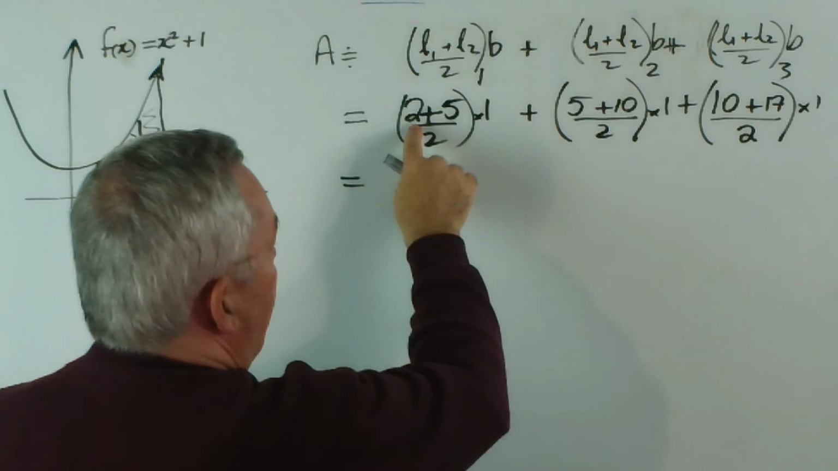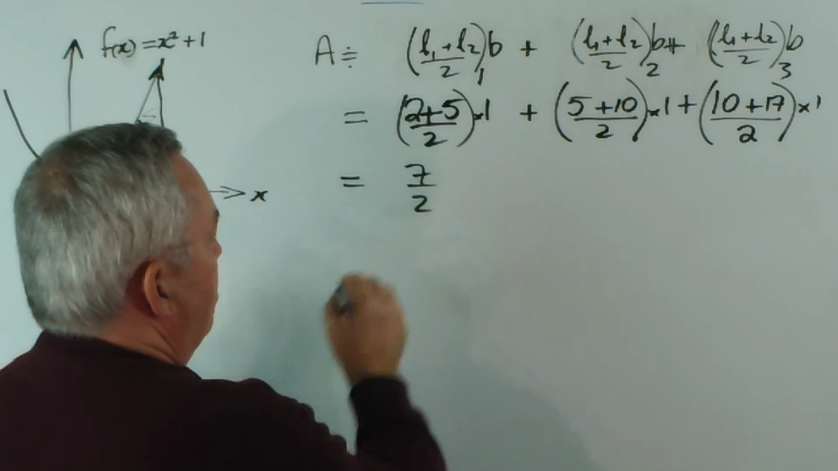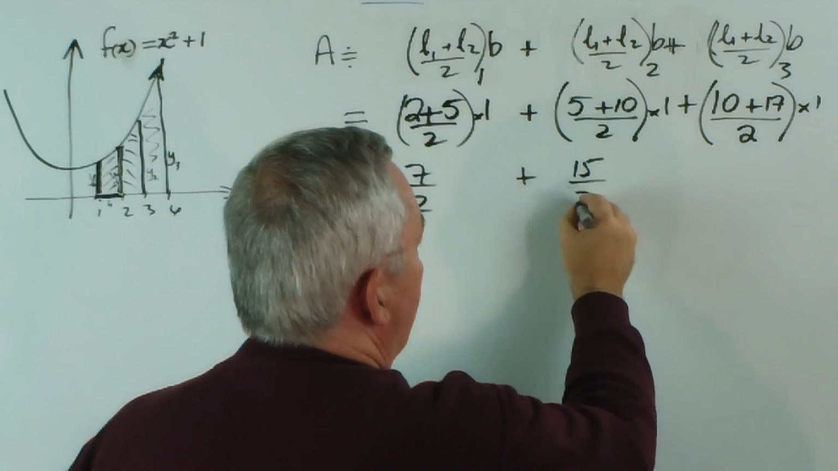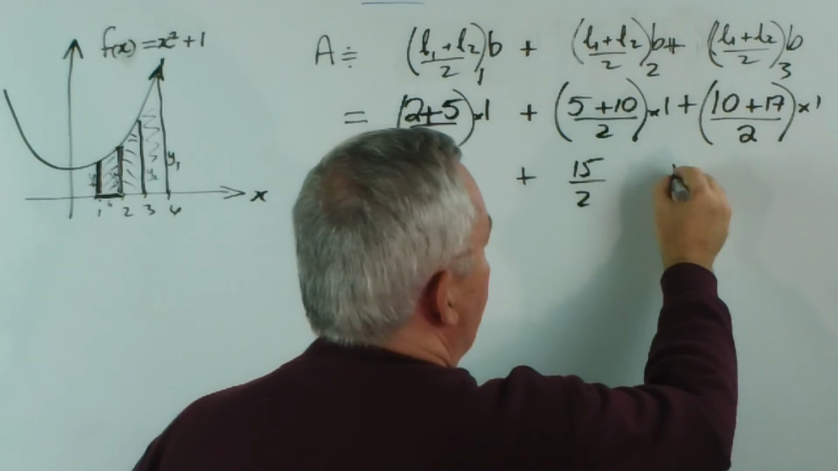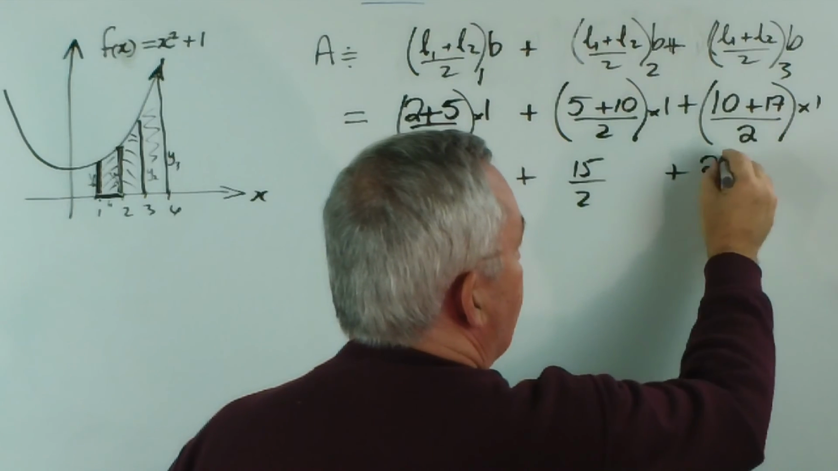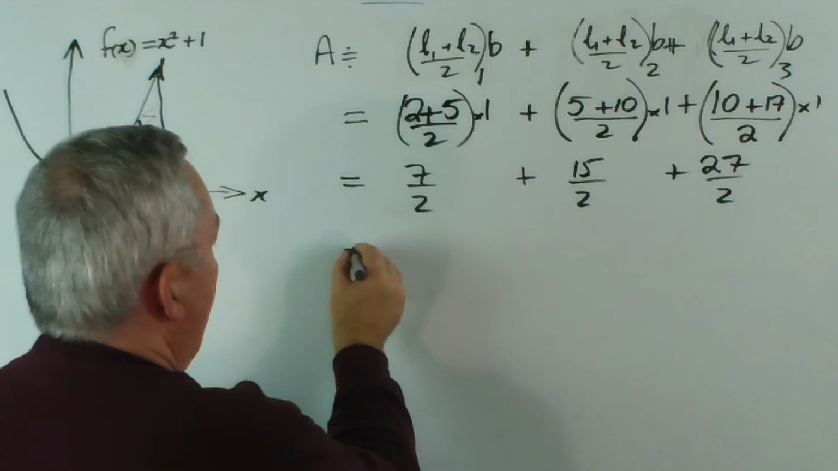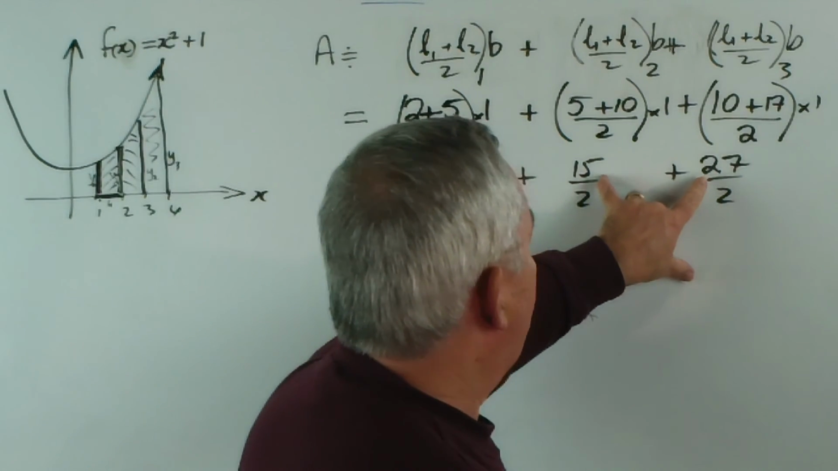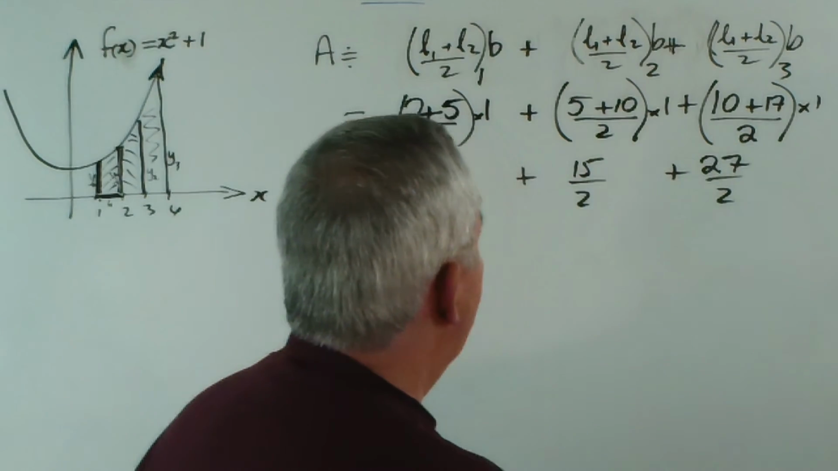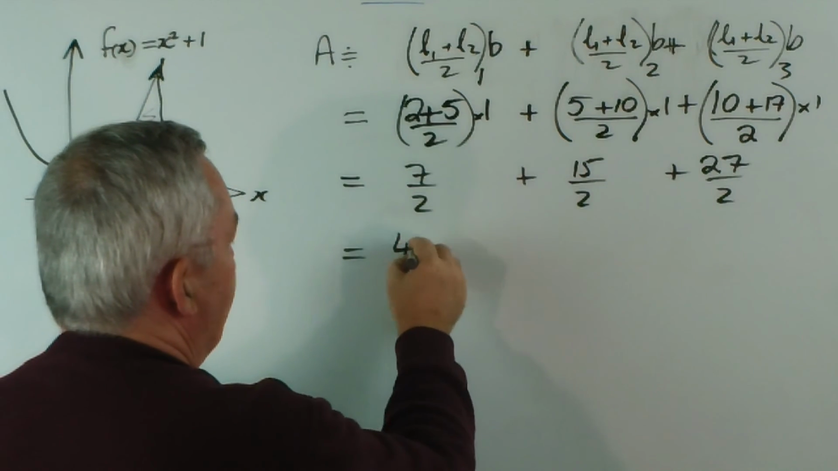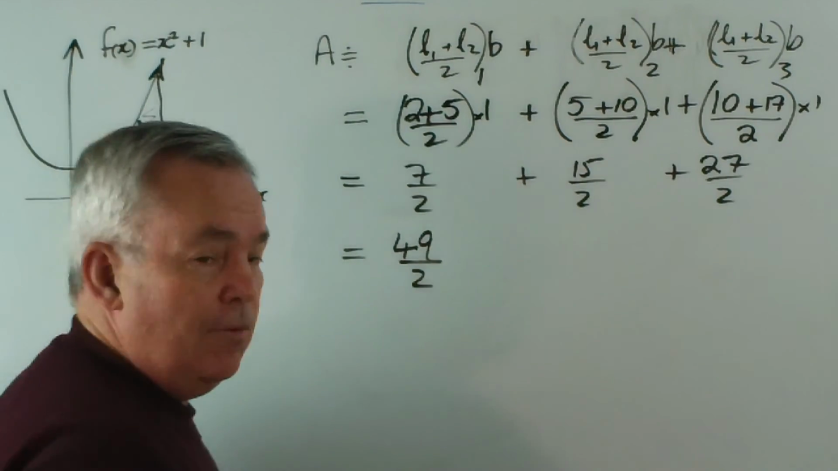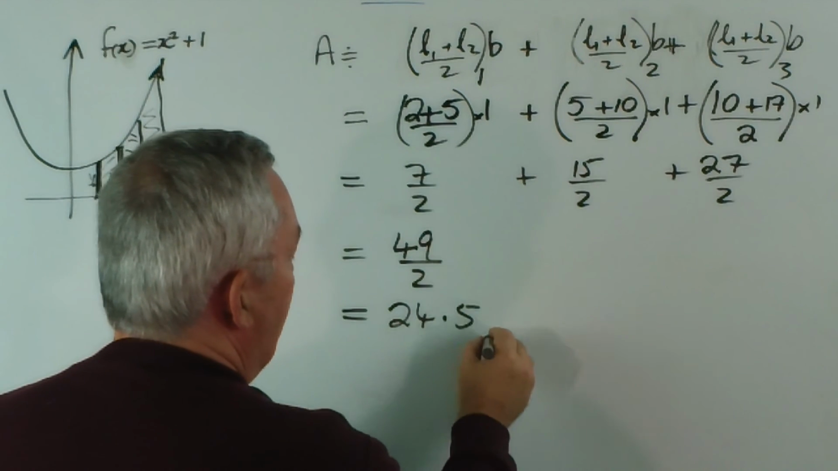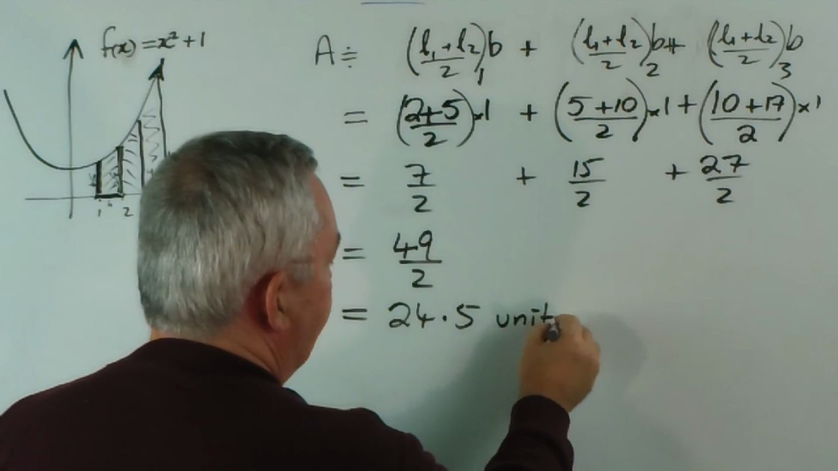That's going to give us 7 over 2. I'll just leave that as is. 5 plus 10 is 15 on 2 times 1, plus 10 and 17 is 27 on 2. Well, let's add the big numbers first. 27 and 15 is 30, 42, and 7 is 49 on 2. Now half of 50 is 25, so half of 49 is 24.5 units squared.